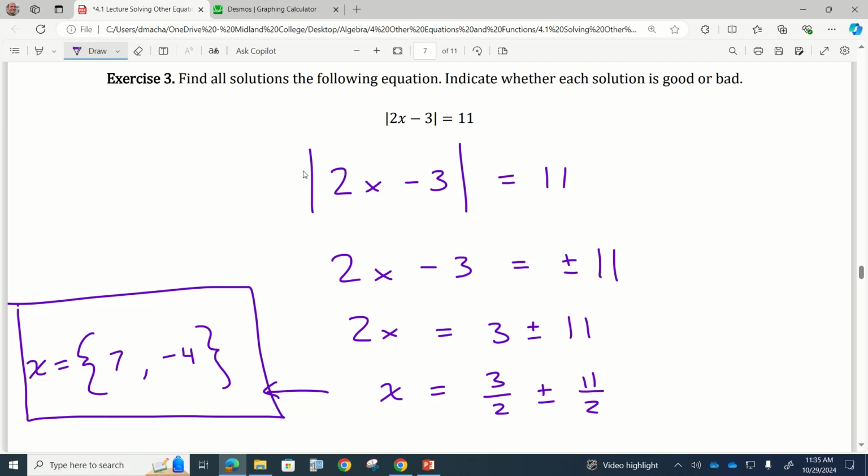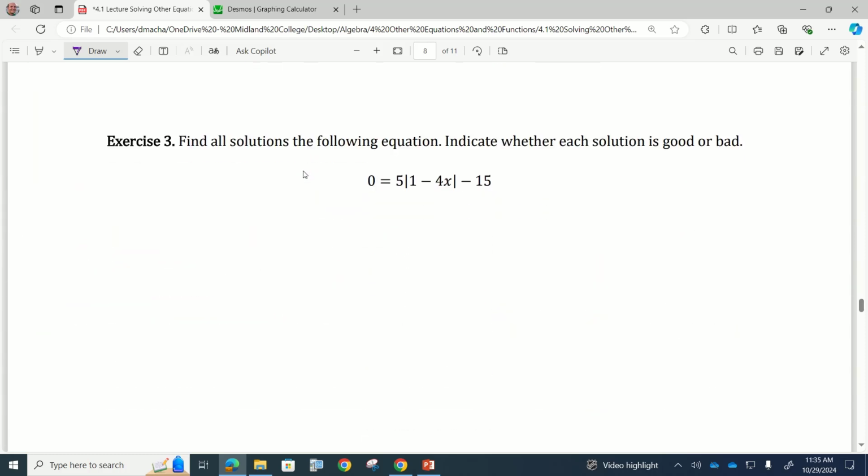How'd you get 7 and negative 4? 3 plus 11 is 14, and 14 over 2 is 7. 3 minus 11 is negative 8, and negative 8 over 2 is negative 4. You feel good? Makes sense? Okay. I'll show you one more and then we'll move on.